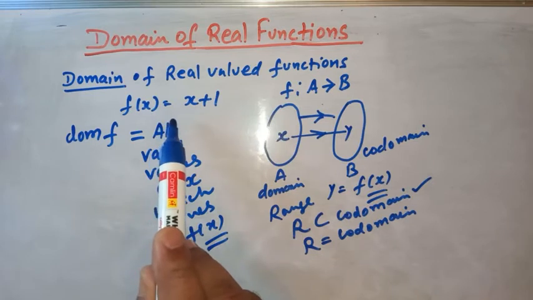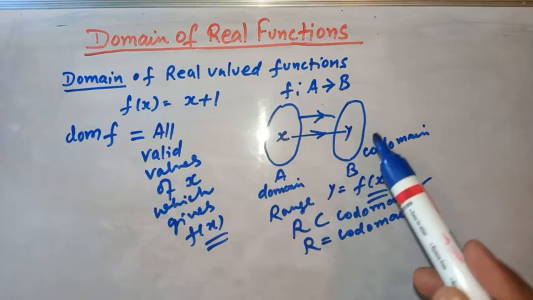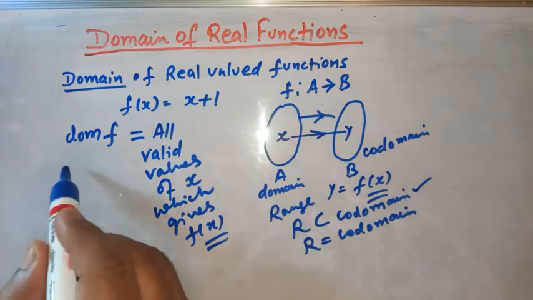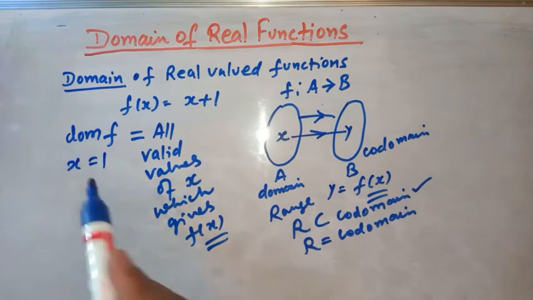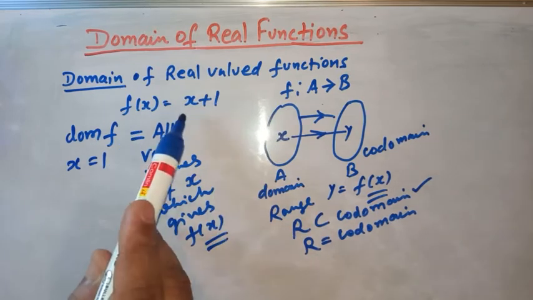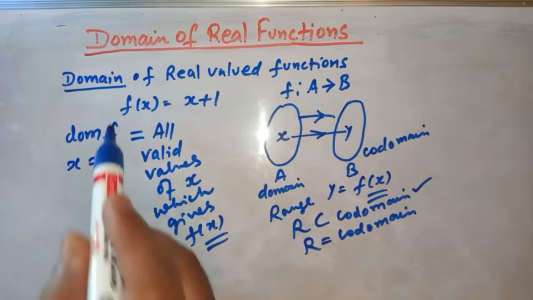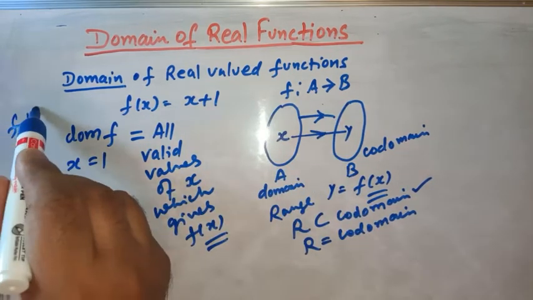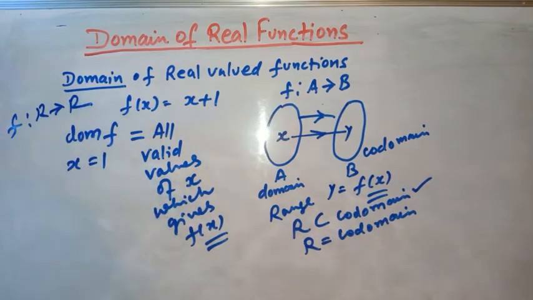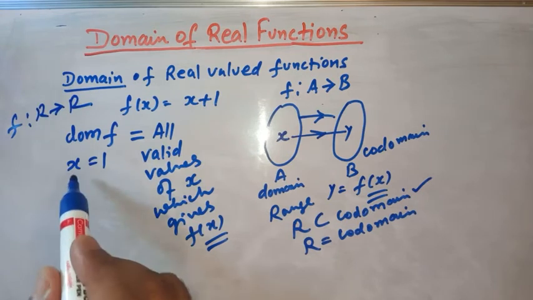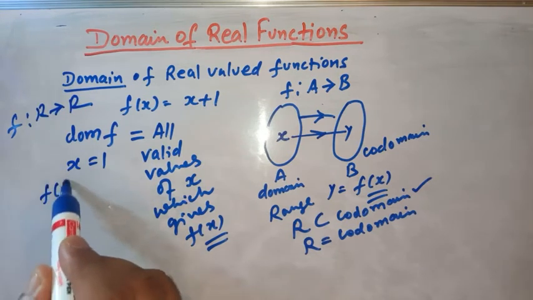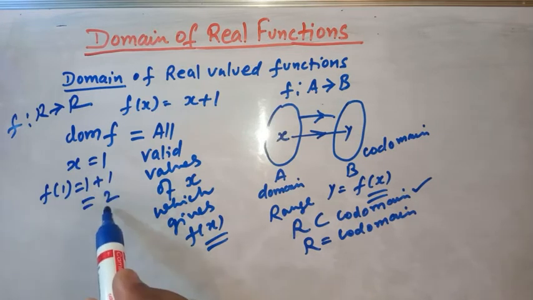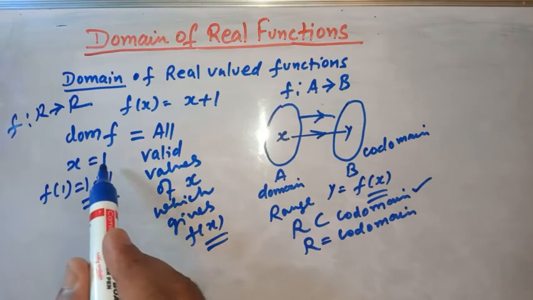Which gives us an image in set B. For example, if we take x is equal to 1, so 1 belongs to the set of real numbers, because this f is a real valued function and f is from the set of real numbers to the set of real numbers. So x equal to 1 gives f(1). f(1) means 1 plus 1, that is 2. So 2 is the image of 1.